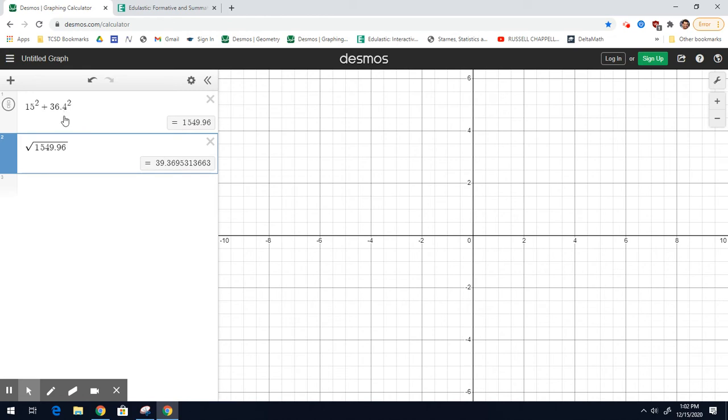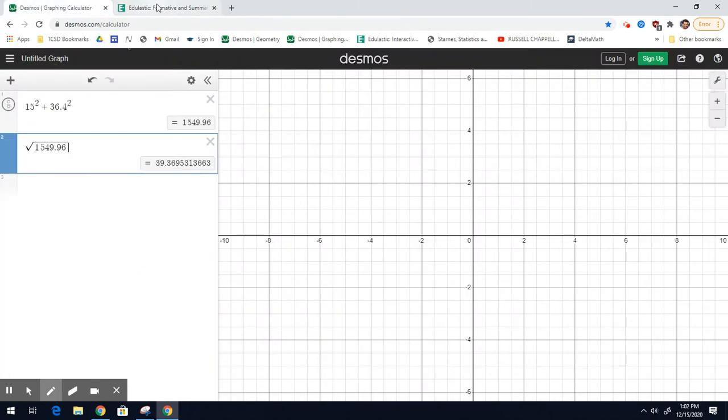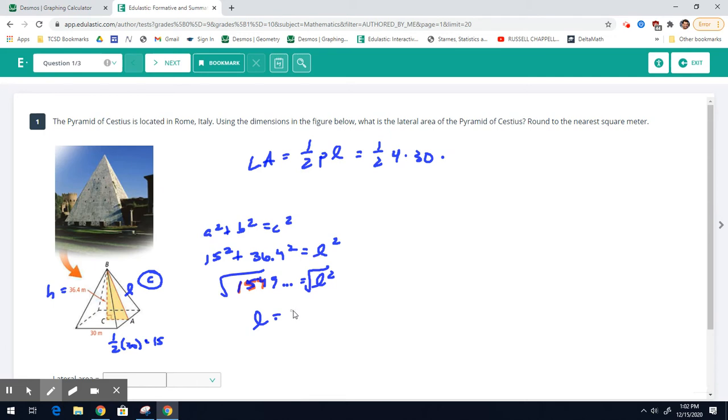And I don't want to round too much right now. So when I did this, I got 1549 equals L squared. I took the square root, and now I get a value of L that equals 39.3, blah, blah, blah. So that number is going to go right there. So now this is what I'll type in to my graphing calculator to be as exact as possible.